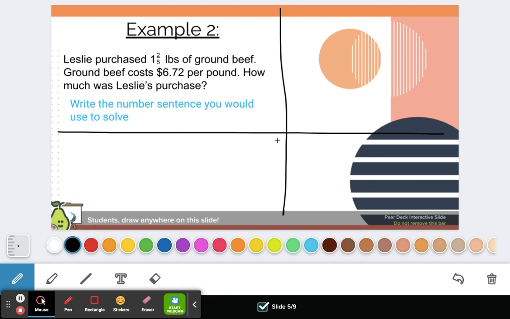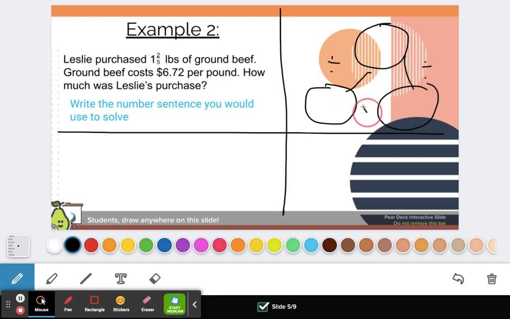Okay. So before we write our number sentence, we're going to figure out what it is that we're talking about. So we're going to do our multiplication division triangle right here on the side. Okay, so now we know that she purchased this amount, the 1 2/5 pound of ground beef. Okay, and in total it was $6.72 per pound. So that means for every 1 pound it's going to cost $6.72.